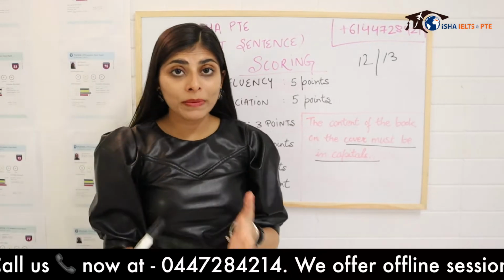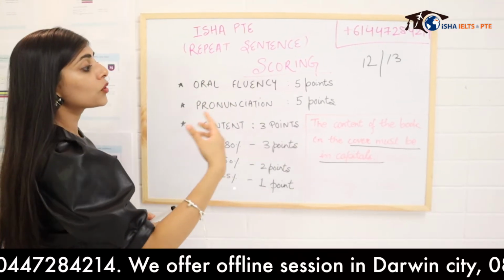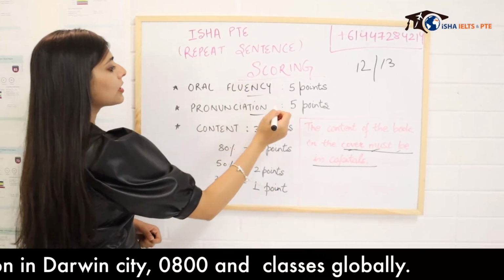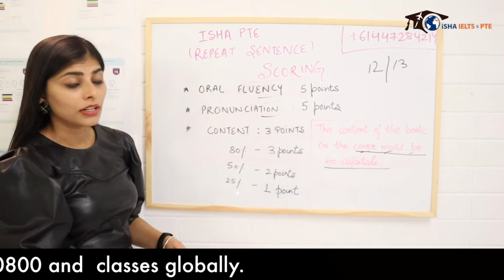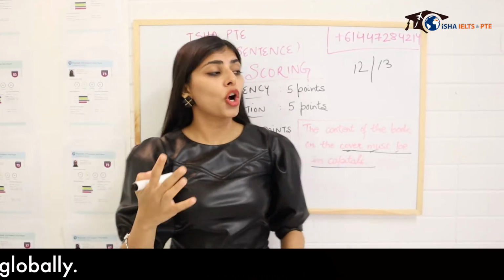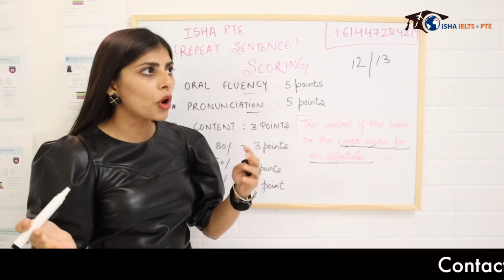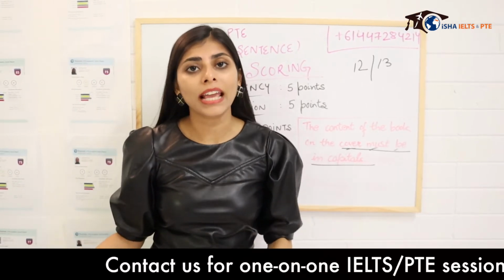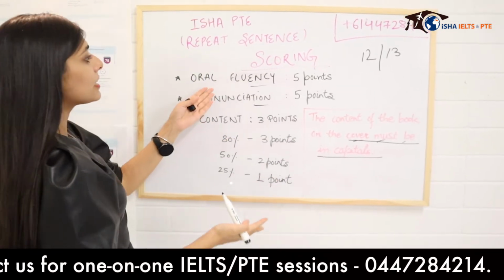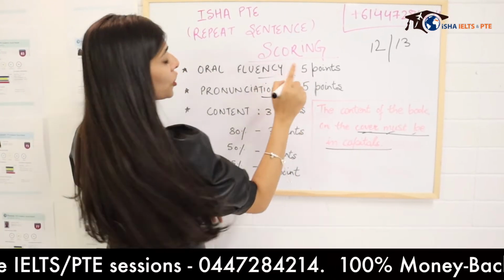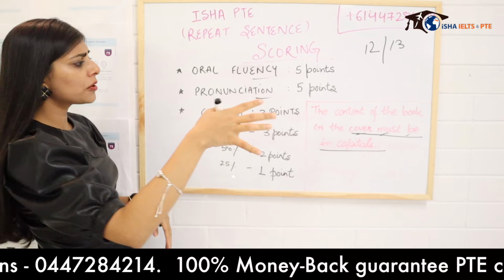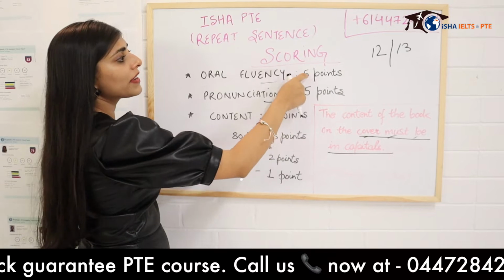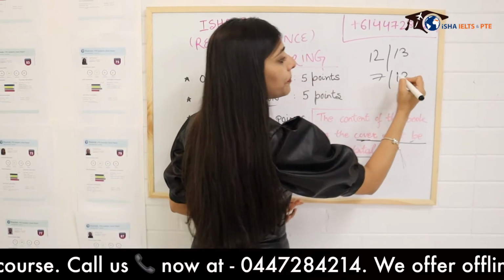Now, let's take the opposite scenario. What most of the students do in order to remember this, they just suffer with the fluency and pronunciation. And if you are doing the way I just did that, "the content of the book on the cover must be in capitals," what is happening is that let's assume you will be only getting 2 points for your oral fluency, 2 or 3 points for your pronunciation, and even if you get 3 points for your content. So 3, 4, 5, 6, 7 points out of 30.